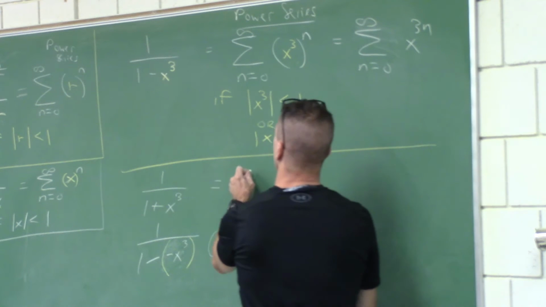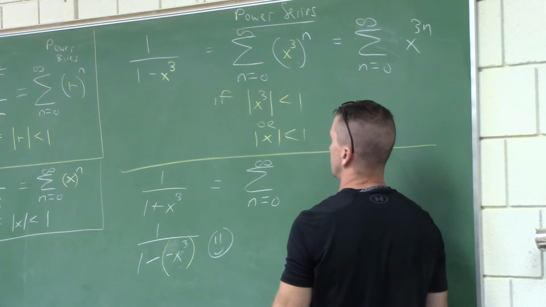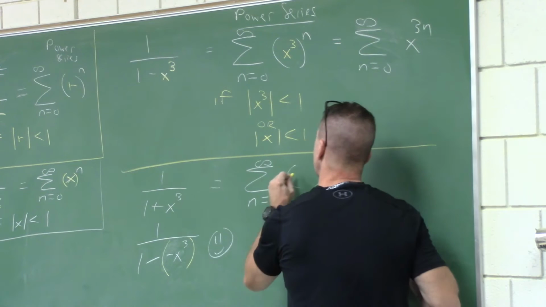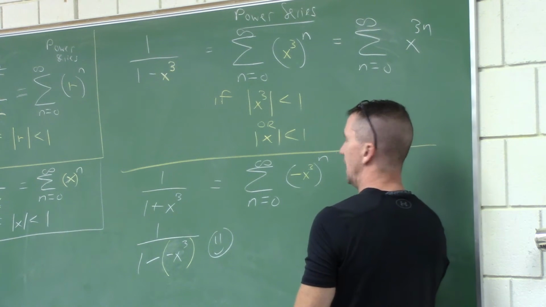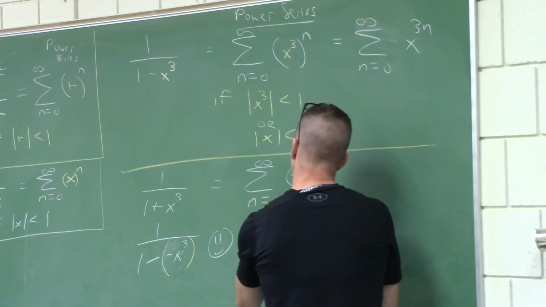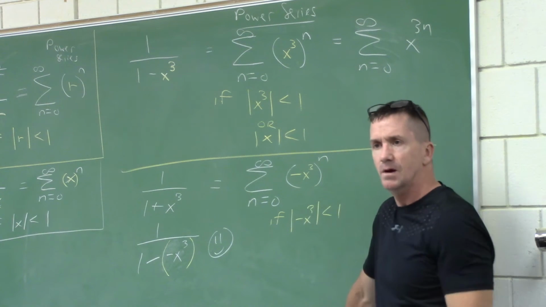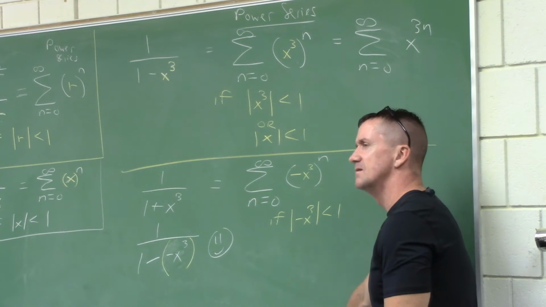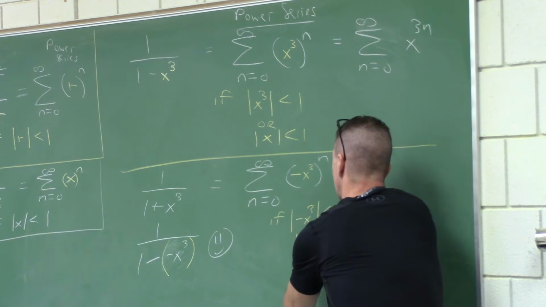You ready to roll with it? What do you get? It's going to look something like this up here, but slightly different. Now what's going to the end? Negative x cubed. Ta-da! And when does this converge? If the absolute value of negative x cubed is less than 1. But can you simplify that? What's the absolute value of a negative 1? 1. So I can think of that as that, which becomes that.